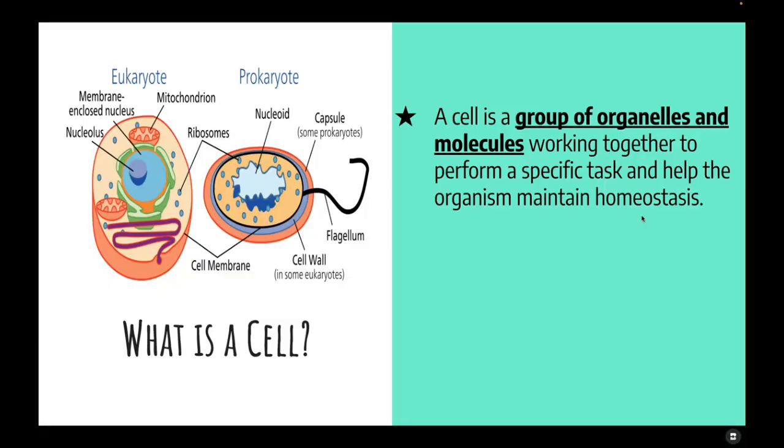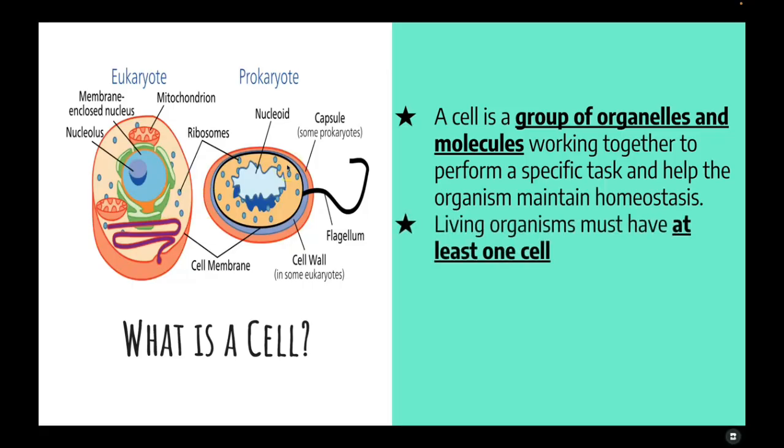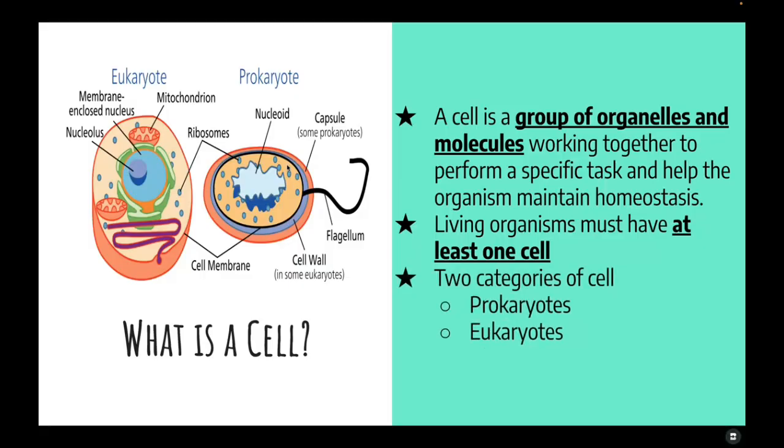A balance. And so here you can see a couple of organelles and some molecules. Living organisms must have at least one cell, and there are two categories, prokaryotes and eukaryotes. The root word pro means before, and karyo means nucleus. And so that's before the nucleus of the cell.